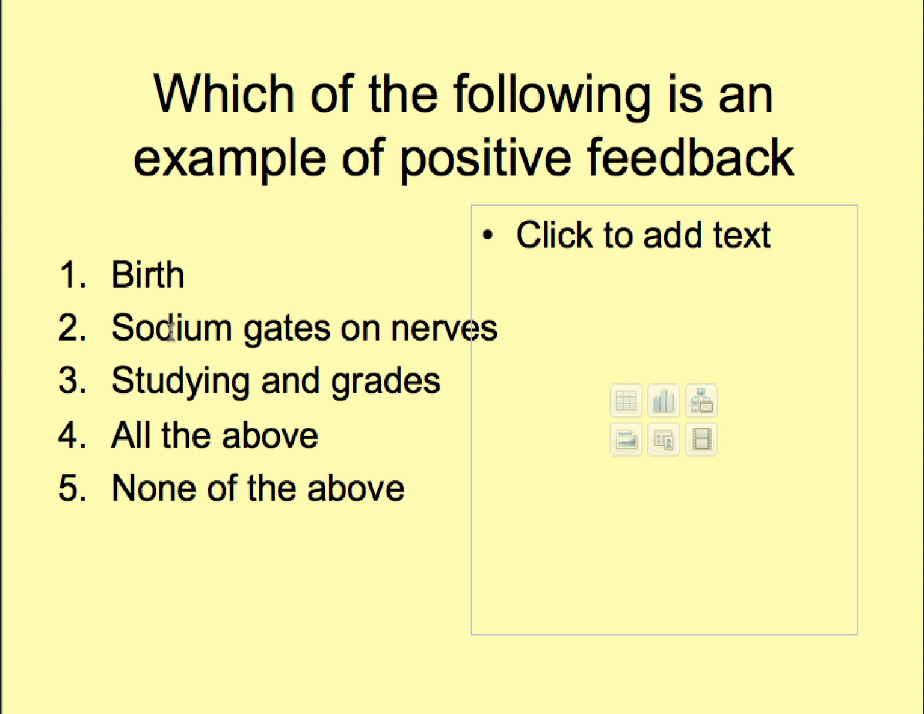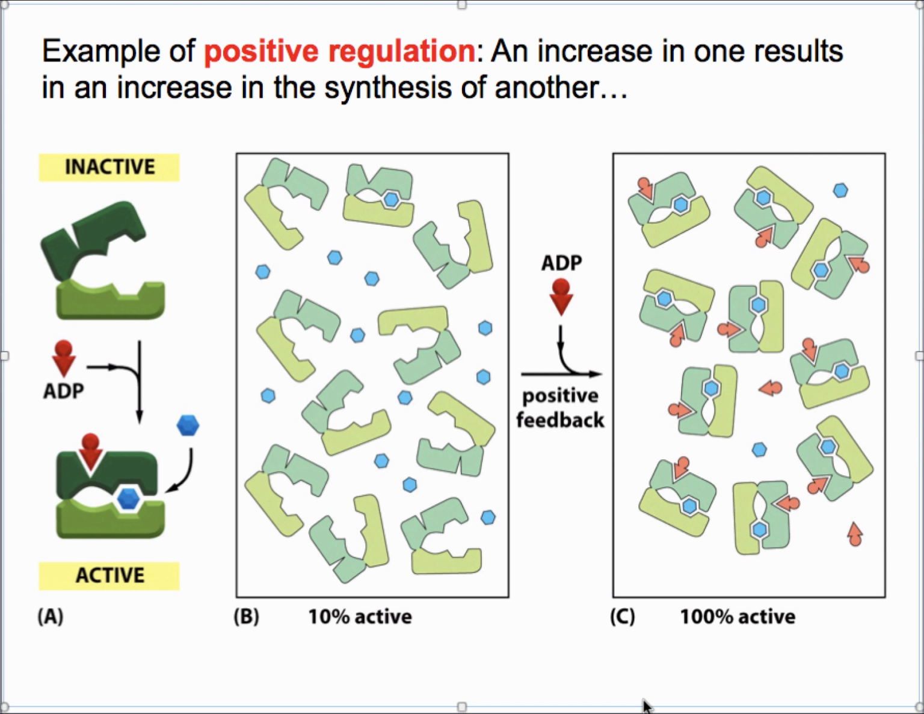This ripple effect continues around the cell membrane, and the number of sodium ion channels that are open increases, and the amount of sodium in the cytoplasm also increases until the nerve impulse reaches the far end of the axon. All three of these are great examples of positive feedback. This is perhaps the one slide in this chapter that may cause the most confusion. This is an example of positive regulation.